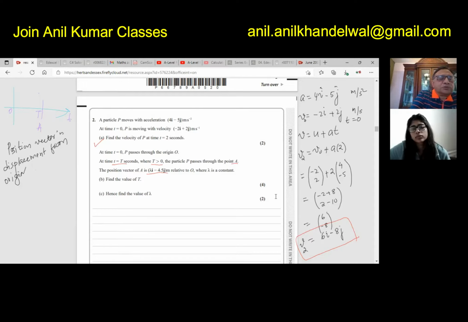So s equals ut plus half a t squared, correct? Time is capital T for you. You get the idea? And displacement is lambda i minus 4.5j. So you can write this as displacement is (lambda, minus 4.5). Is that clear to you? As far as u is concerned, it is given to us as (minus 2, 2), right?